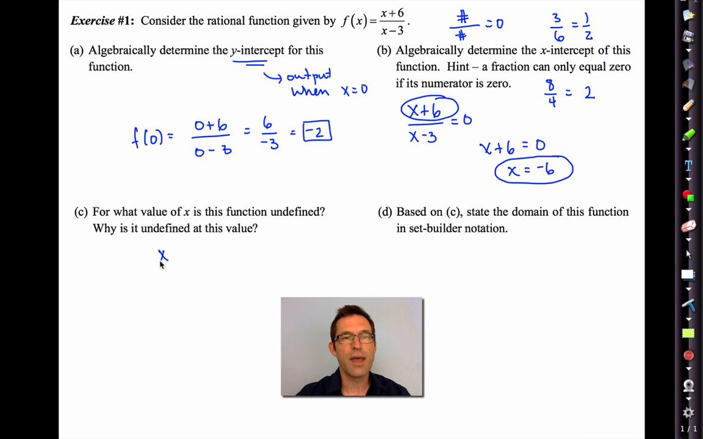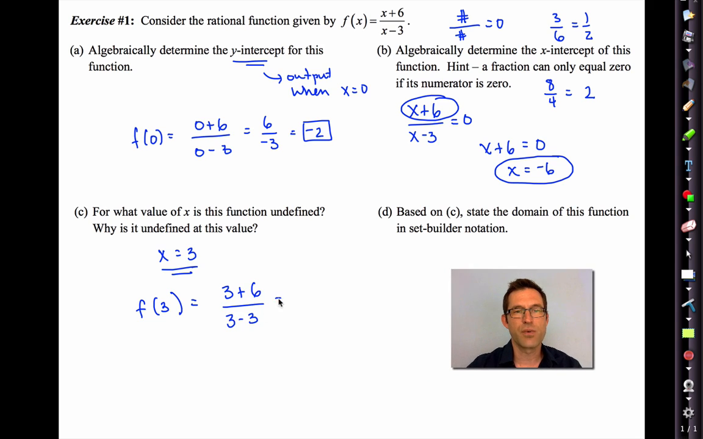Well, it would be x equals 3. Now, why is the function undefined there? Well, let me show you. If I did f of 3, and I did 3 plus 6 divided by 3 minus 3, I'd get 9 divided by 0. But we cannot divide by 0, right?